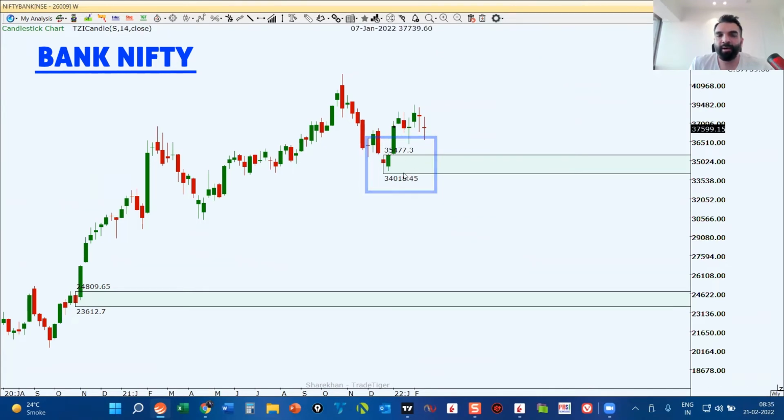So if this level of demand is held, then we might slightly begin to rise up once again, or might tend to consolidate for a little longer period of time. So this is a level to watch out for in the coming months or in the coming week.